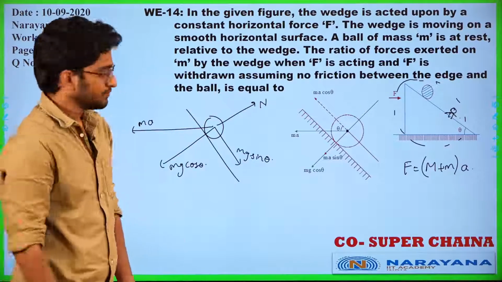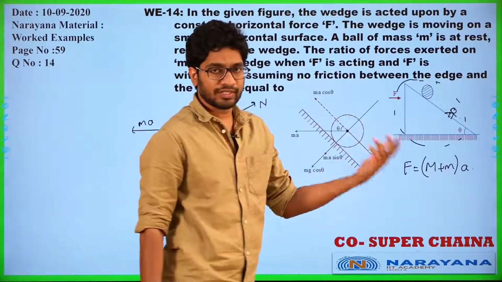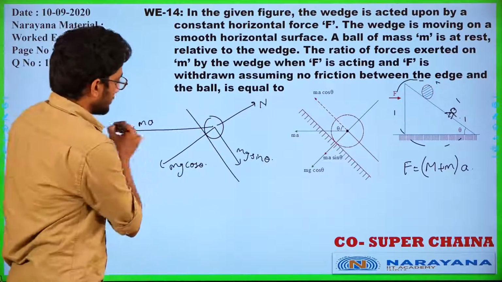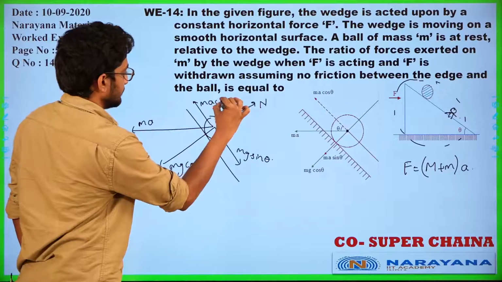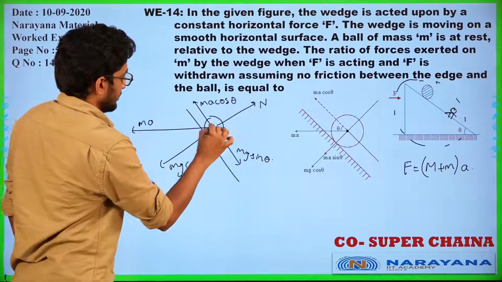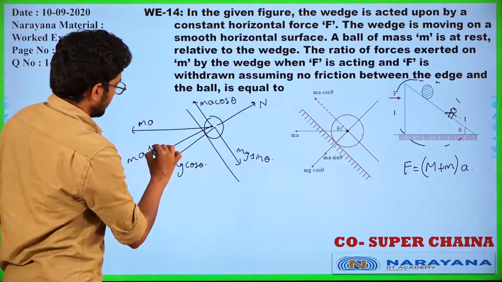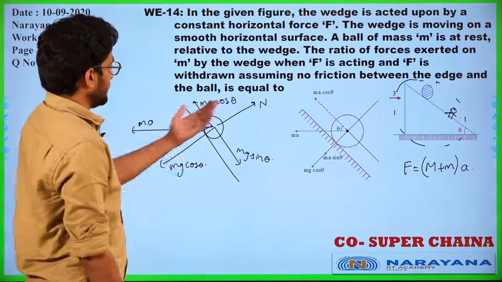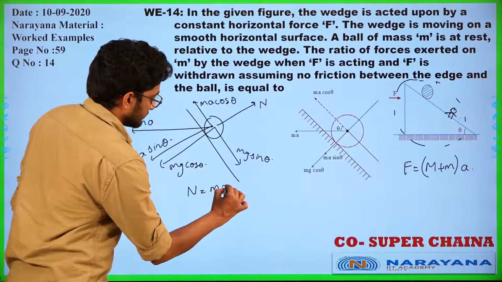Now this observer says it is at rest. With respect to him, this is at rest. So nothing is moving. So net force should be 0 in all directions, right? So I take components also for Ma. In this direction I get Ma cos theta, and in this direction, that is perpendicular to the plane, it is Ma sin theta. So now I need normal in this case. So normal in this case is mg cos theta plus Ma sin theta.